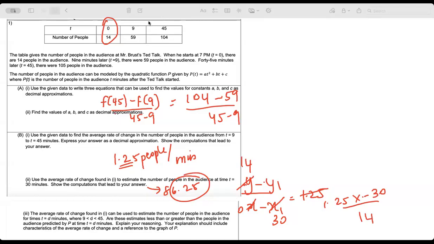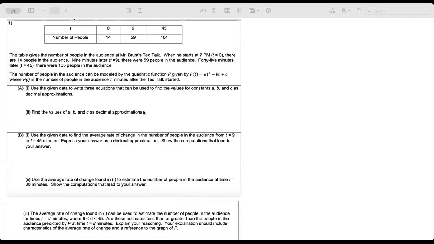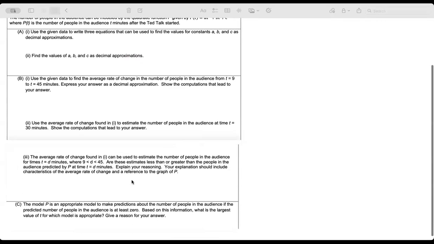Yeah. Okay, now the average rate of change found in equation 1 can be used to estimate the number of people in the audience at time d equal to d minutes, correct? This is a good one, where 9 is less than d is less than 45. Are these estimates less than or greater than the number of people?